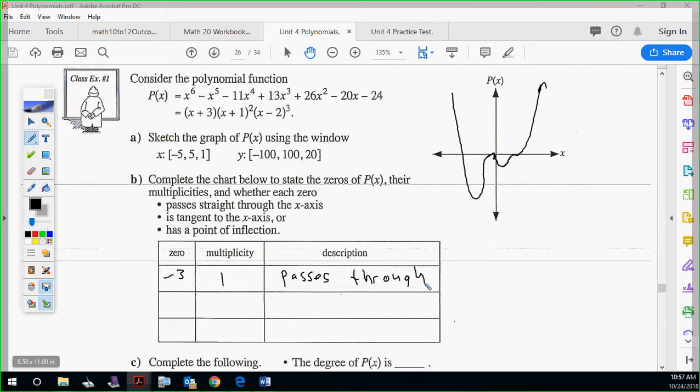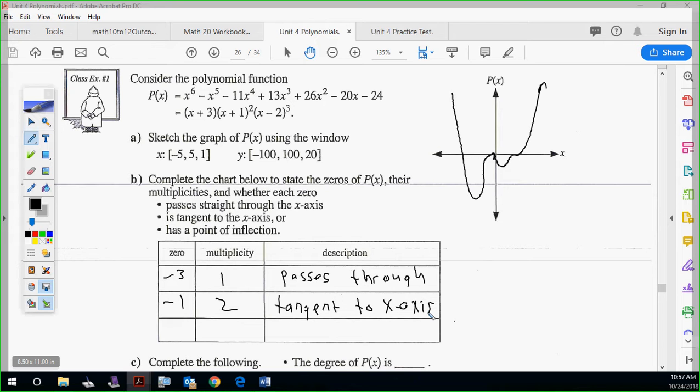Okay, next one, negative 1. Multiplicity 2. What's that do? Tangent, we're going to say tangent, but yes, bounces. Tangent to the x-axis, so that means it hits it once. Remember, tangent means hits once. Right, because the other goes completely through. This one bounces off of it.